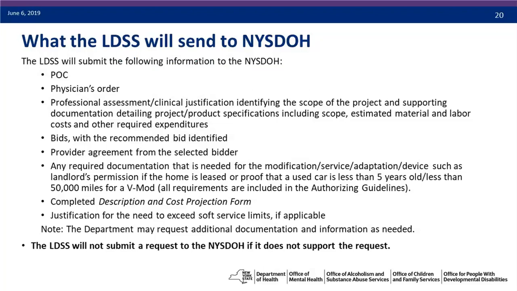The completed description and cost projection form and justification for the need if it exceeds that soft service limit of $15,000. And it says, note, the department may request additional documentation and information as needed. This is a fluid process, so if there's something missing or additional information that any of the partners, meaning the care manager, the LDSS, or the Department of Health requires, there will be ongoing communication back and forth.